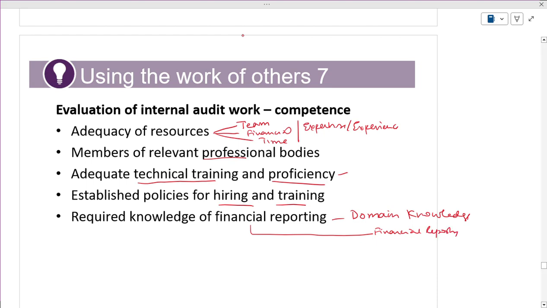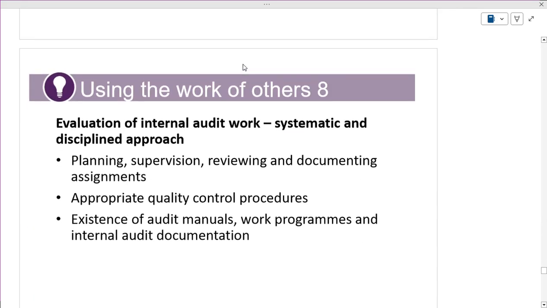They should not only have the domain knowledge, but they should also have the concept of financial reporting.